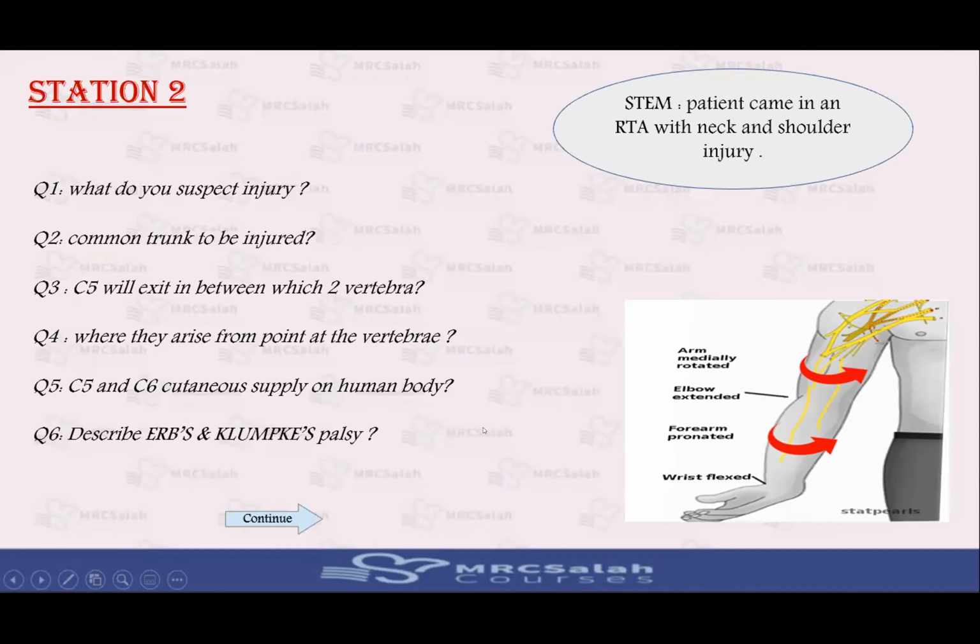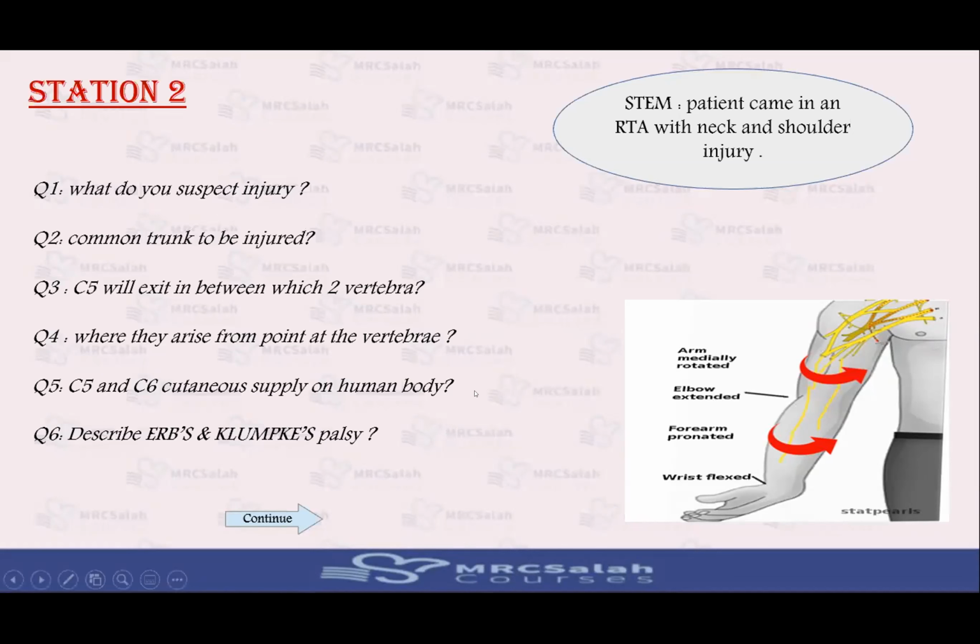Can you describe Erb's palsy? Yes, Erb's palsy is an upper nerve root affection, C5 and C6. The patient comes with the arm in adduction and medial rotation, also forearm pronation and extension. Also sensory loss affects the lateral arm and lateral forearm.